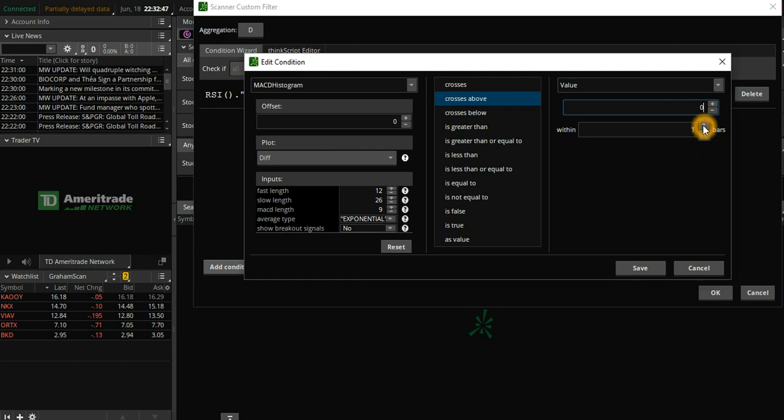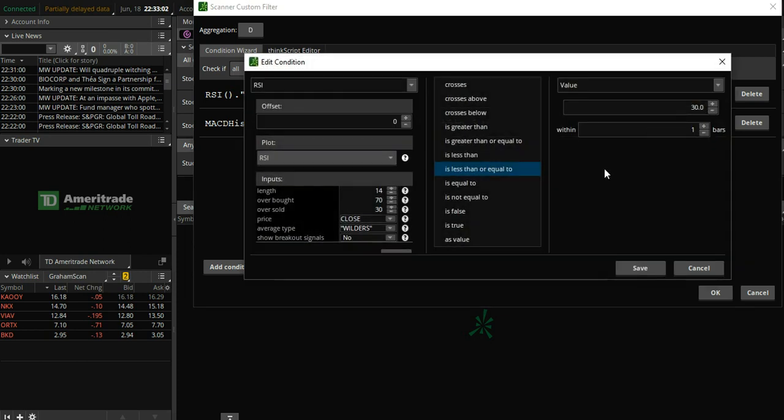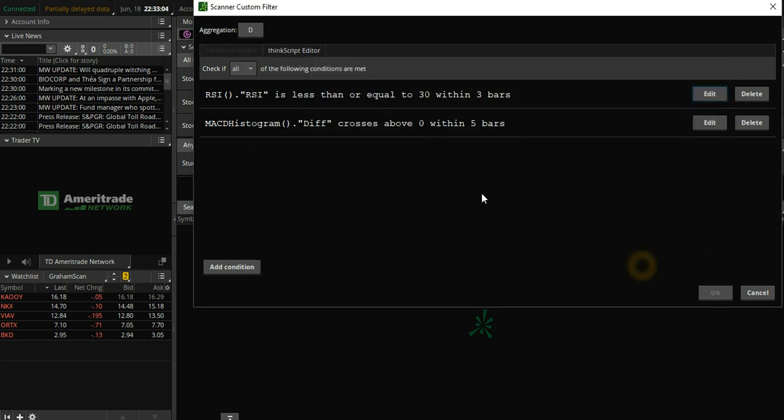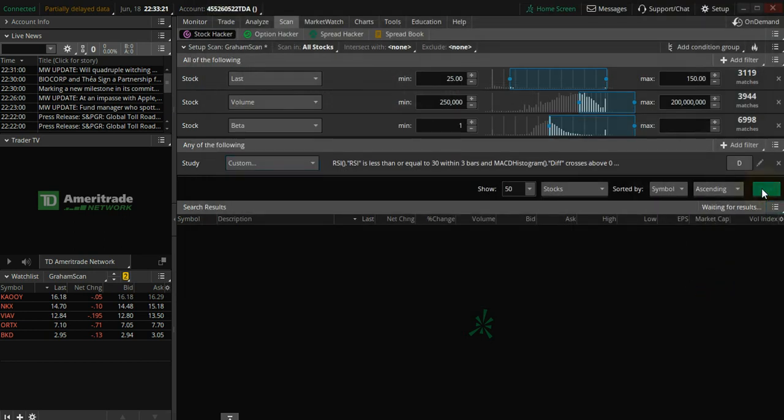And we'll make this pretty loose, because if you make it too tight, you won't have any stocks appear on the scanner. So we'll make it pretty loose. We want this to cross over within the last 5 bars. And then I'm going to go back to the RSI, and I want that to occur within about 3 bars. If you look at your ThinkScript editor, I always like to look at this so I can have it in a readable format. RSI is less than or equal to 30 within 3 bars, and MACD histogram crosses above 0 within 5 bars. So I'll go ahead and scan that.